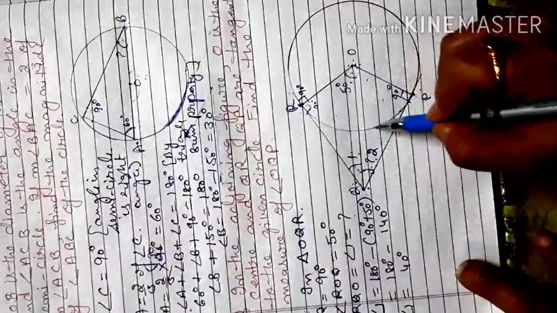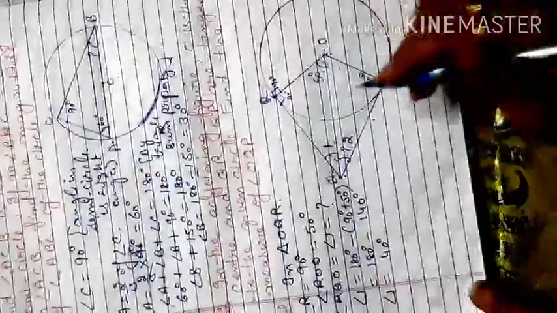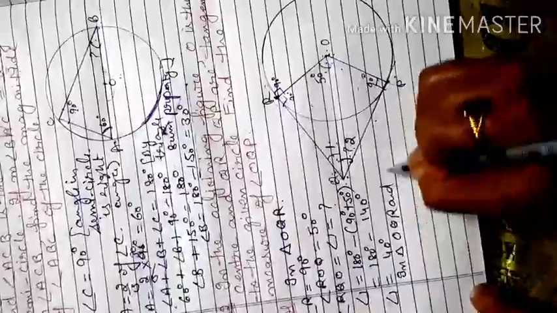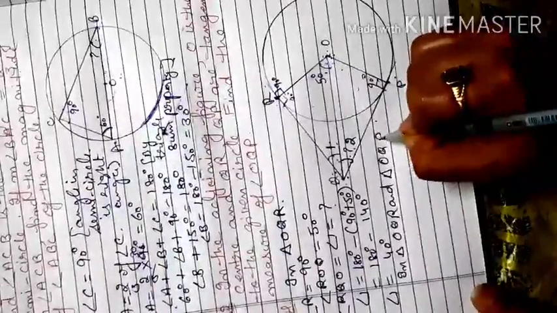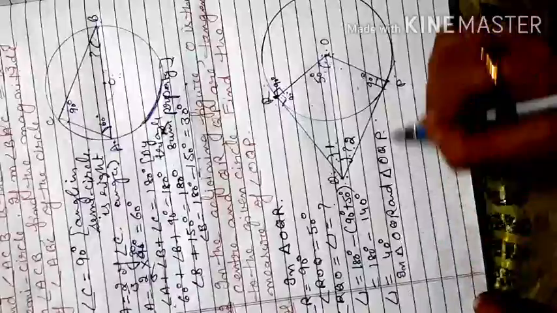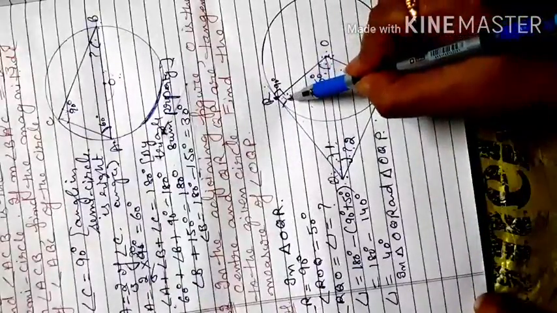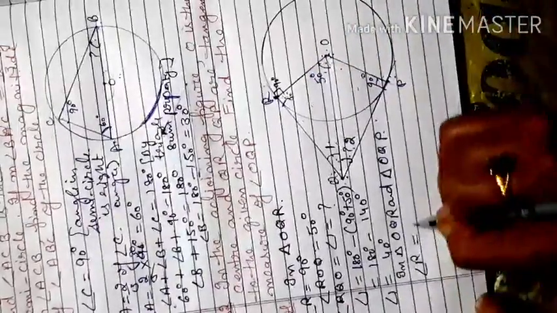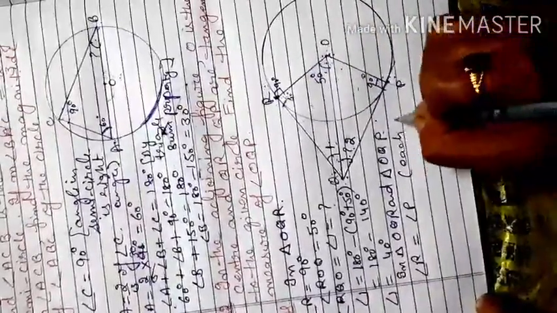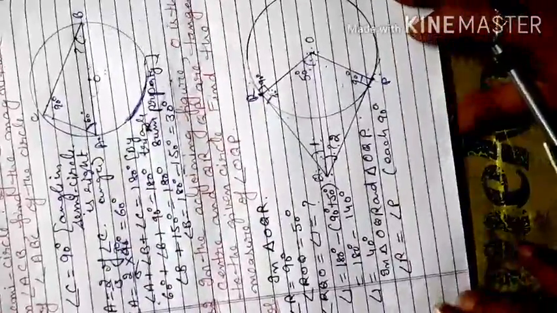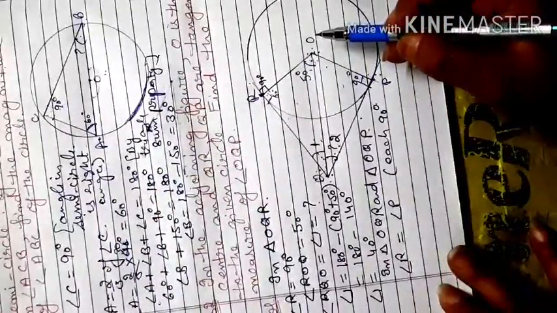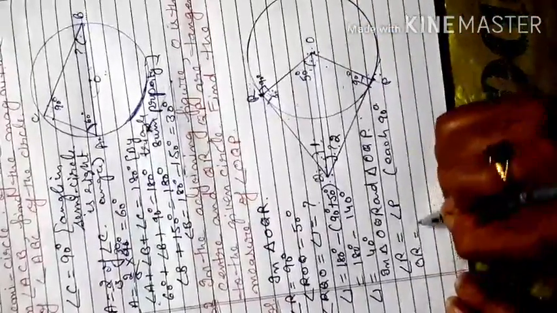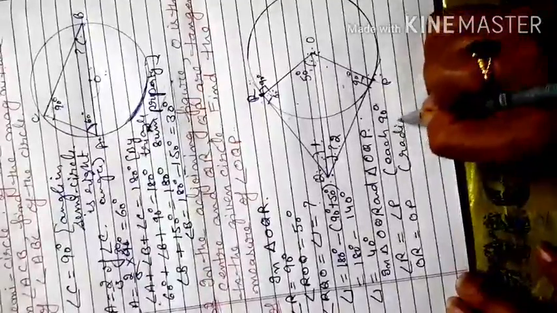Before finding this angle, we must prove the congruency of these two triangles. So we have these two triangles, triangle OQR and triangle OQP, right? In these two triangles, angle R is equal to angle P because both are each 90 degrees. So now look at this side. OR and OP are the radius of the circle. OR is equal to OP, that is the radius of the circle.